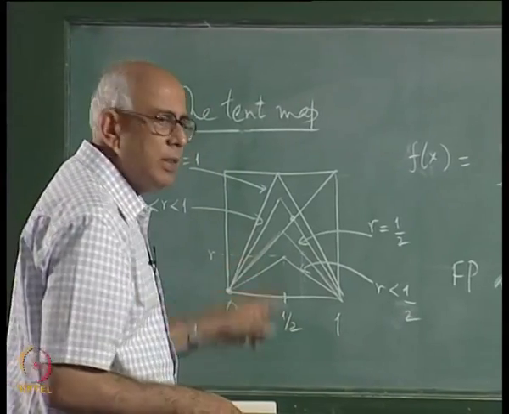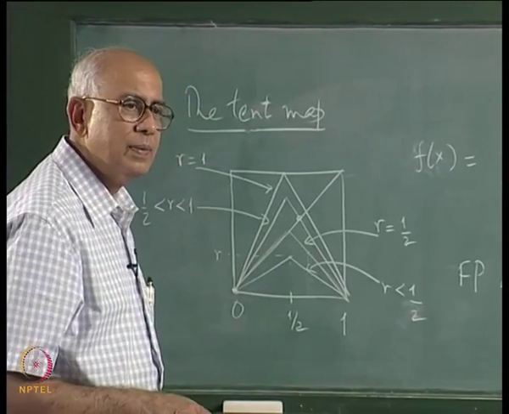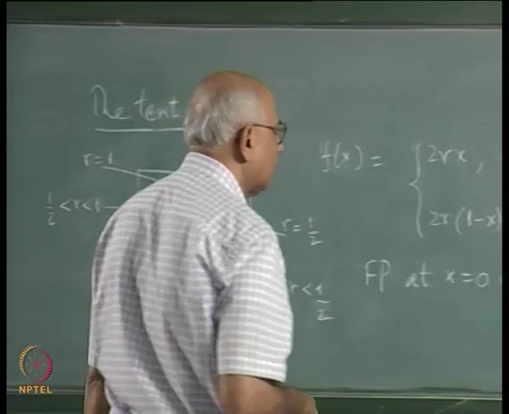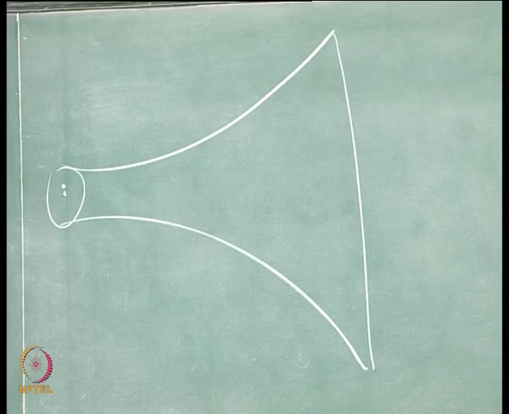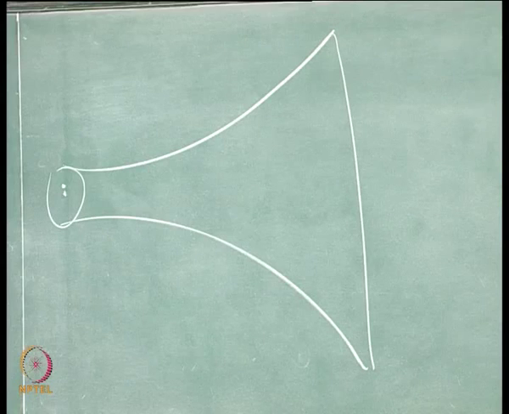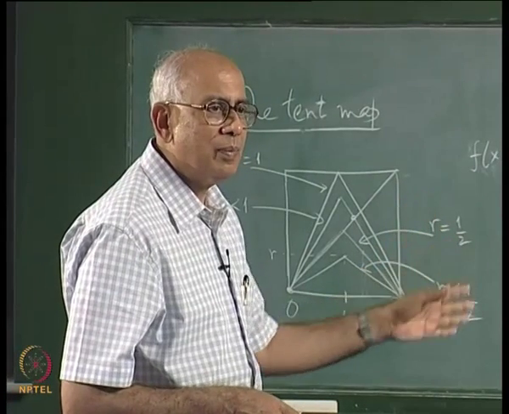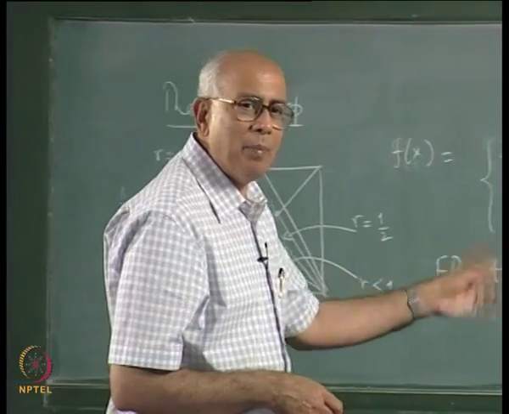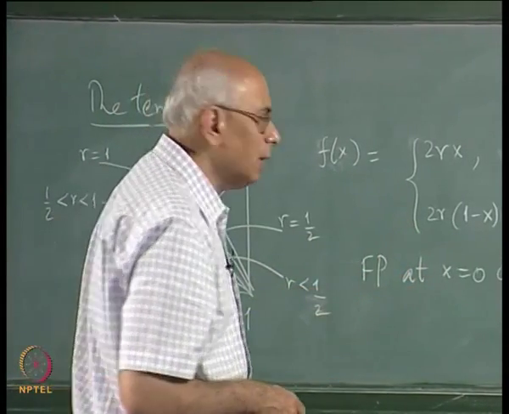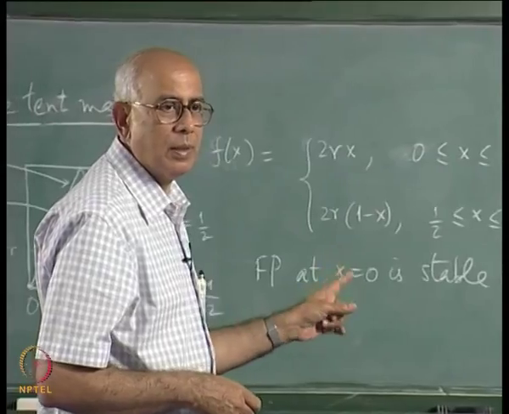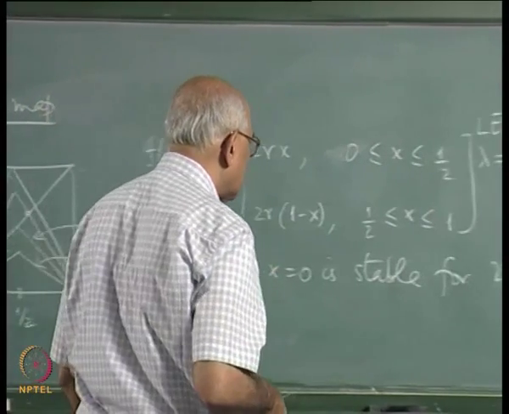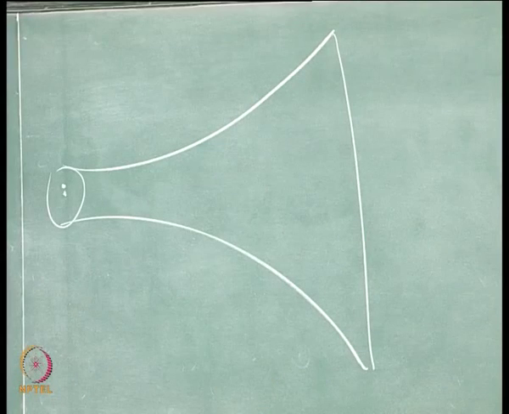Is this system dissipative or conservative? How would you classify this? What would you say? I would classify it as a dissipative system. We'll come back to this, and I will point out why this is really a dissipative system in a certain specific sense. We'll look at conservative systems, conservative maps, which still have chaotic behavior.